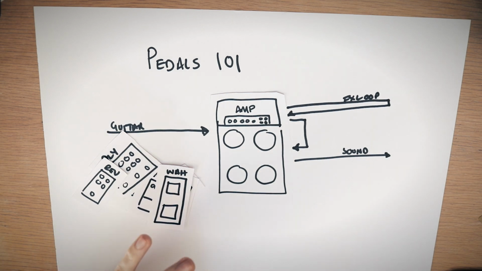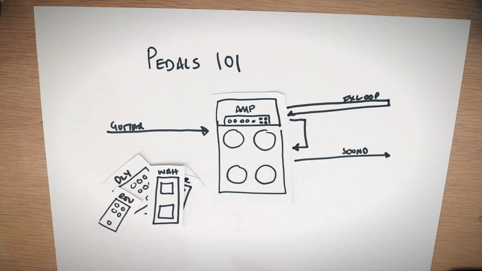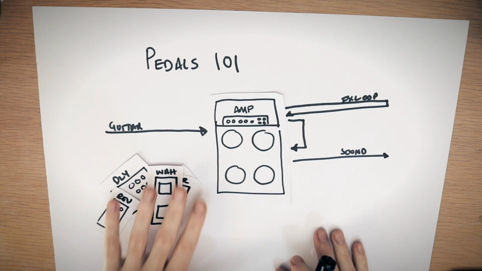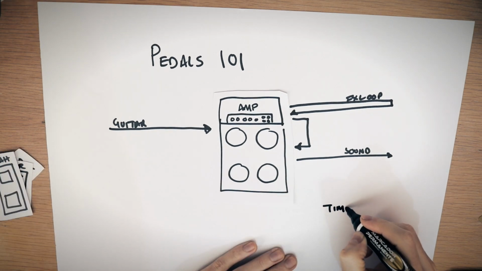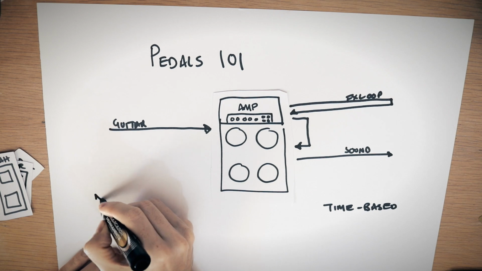If you're running a clean amp, you can run the majority of pedals straight through the front, no problem. But if you are running a bit of dirt, there is a certain order of pedals that makes a bit more sense. And it can split this group of pedals into two smaller groups of pedals, time-based effects and non-time-based.